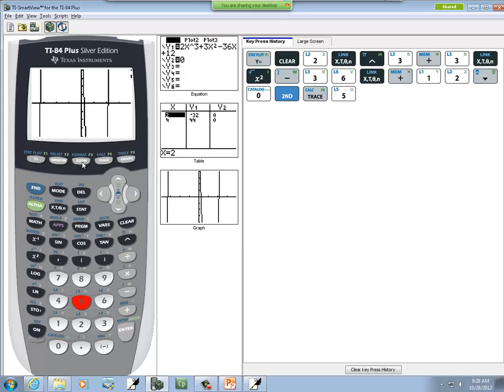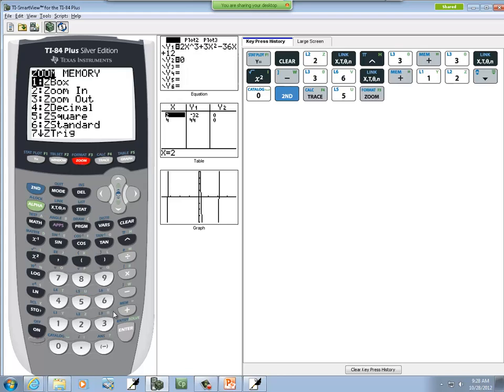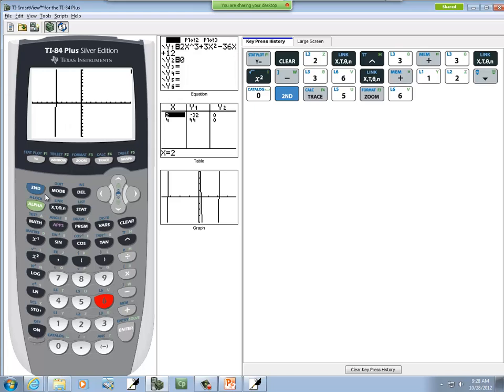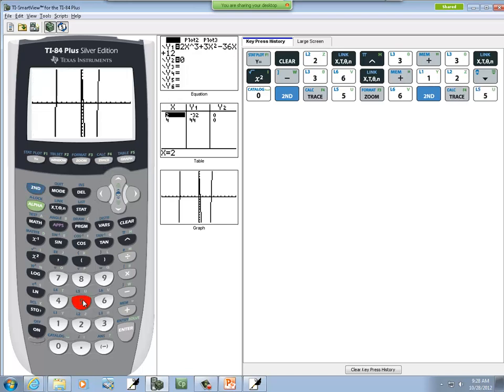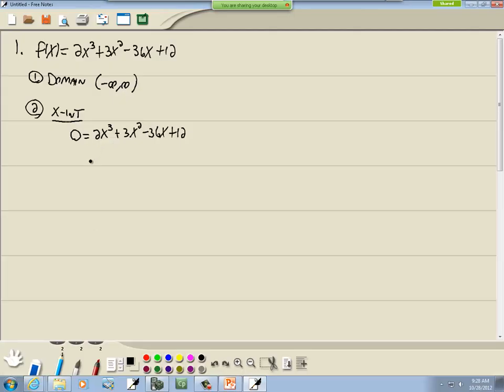My graph's kind of zoomed funny, so let me just press zoom and choose ZStandard 6. Okay, now let me do it. So do second trace, choose intersect. I'll press number 5 to choose it. It comes up asking us for our first curve in the lower left-hand corner. We'll just press enter on it. Then it asks us for the second curve, so press enter on it. And for our guess, we input an x value close to our answer. So I'll put in -5. Our answer is where it crosses the x-axis. Then press enter, and we get, taking 2 decimal places, -5.19.